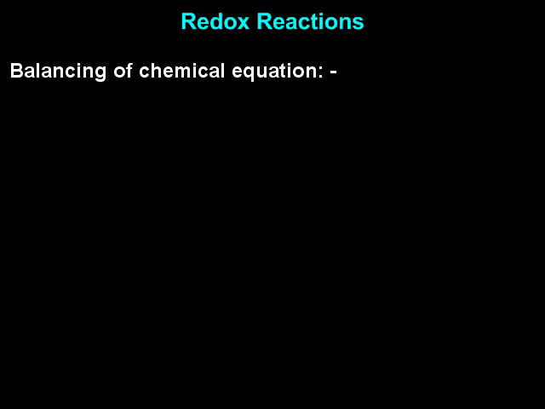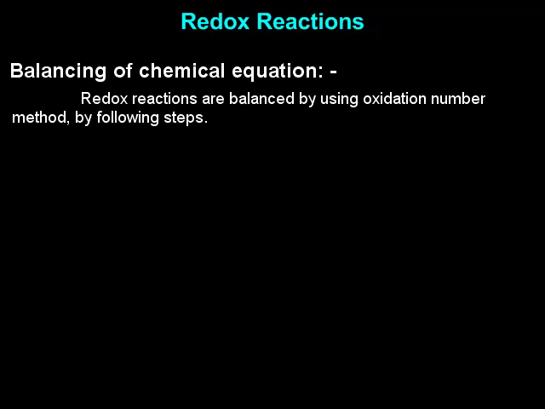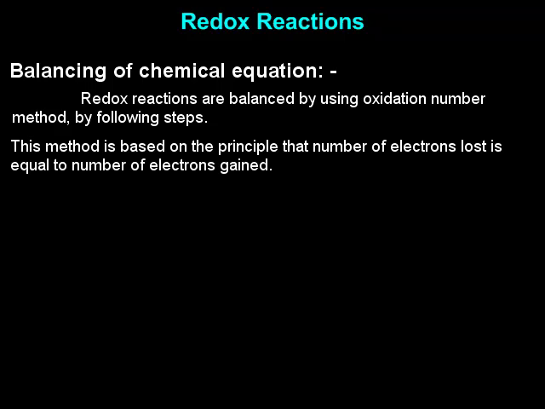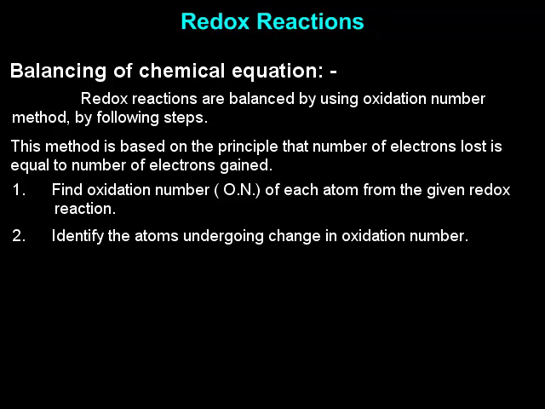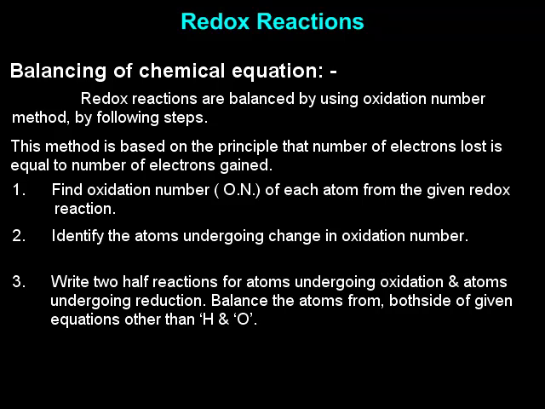Balancing of chemical equation. Redox reactions are balanced by using the oxidation number method by the following steps. This method is based on the principle that the number of electrons lost is equal to the number of electrons gained. Find the oxidation number of each atom from the given redox reaction. Identify the atoms undergoing change in the oxidation number. Write two half reactions for atoms undergoing oxidation and atoms undergoing reduction.